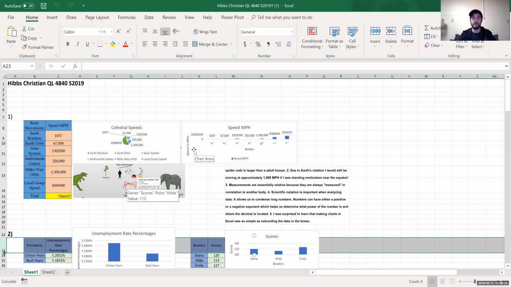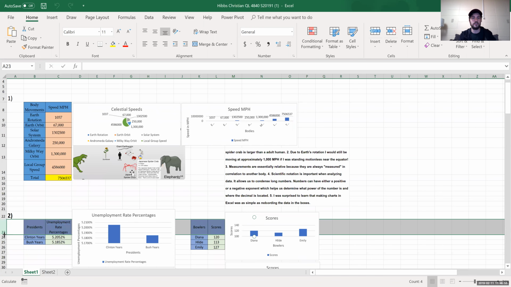Well, near the equator, I am technically moving at 1,000 miles per hour due to Earth's orbit. So am I 0 miles per hour or am I 1,000 miles per hour? So that's an interesting point. All the speeds and orbits and gravitational pulls that we measure throughout math and science, all of those comparisons are relative because they're being compared to something else.